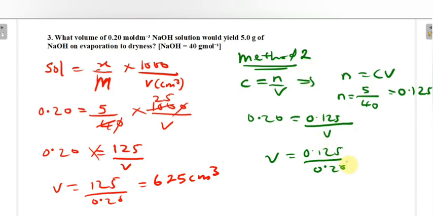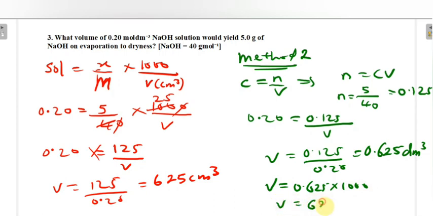So when I divide that out, that's going to give me 0.625. This is in dm cube now. So to convert it to cm cube, we multiply 0.625 times 1000. So V is equal to 625 centimeter cube, which is the same as before.